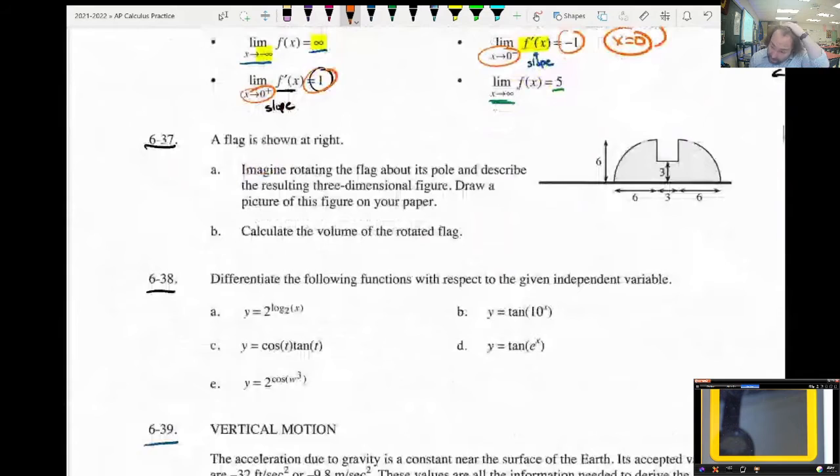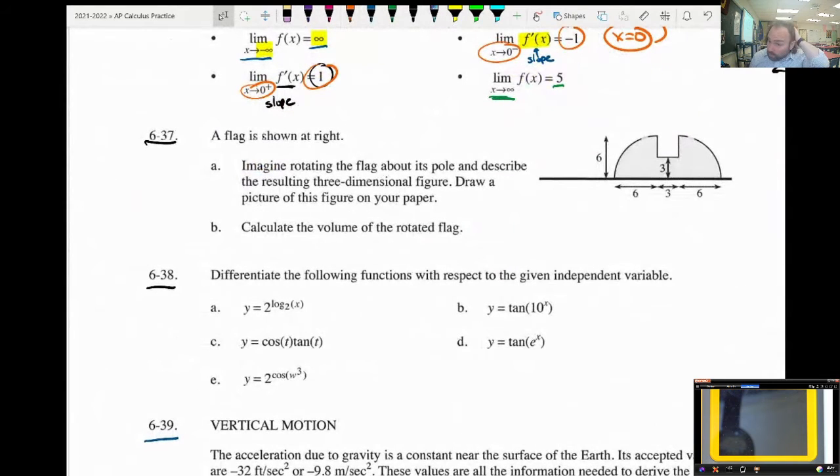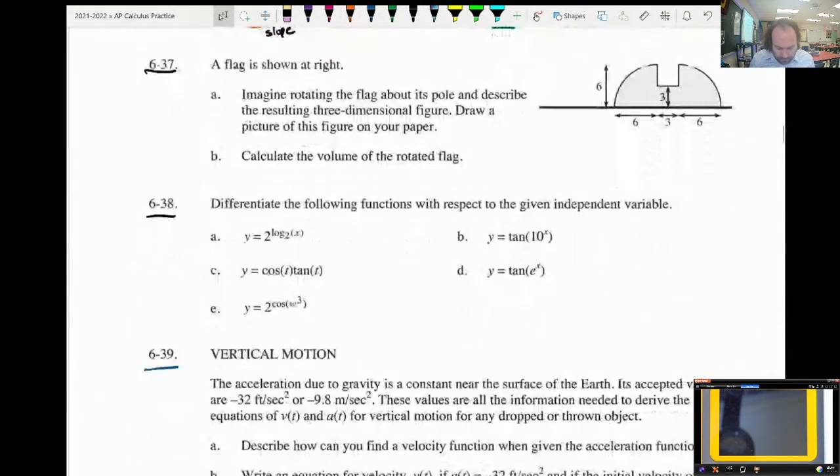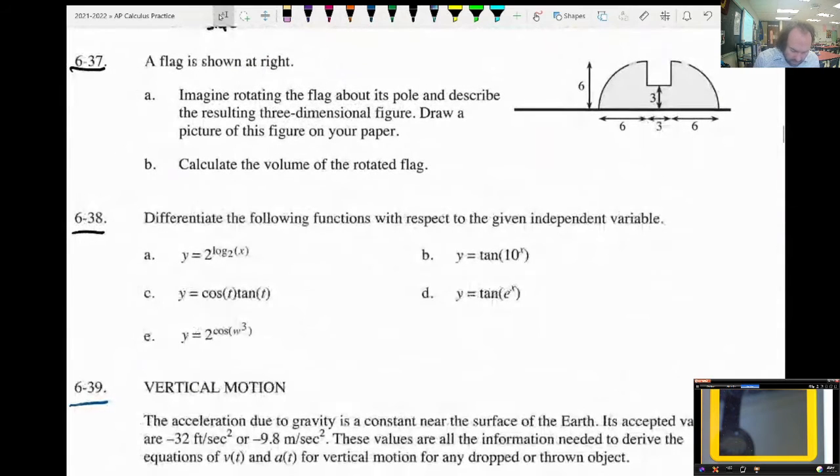Let's look at one of these flag problems. We haven't seen these in a while, but they're going to start being more relevant as we move into Chapter 8, which we hopefully have time to get to a little bit here. We have a flag shown at right. Imagine rotating the flag about its pole and describe the resulting three-dimensional figure.